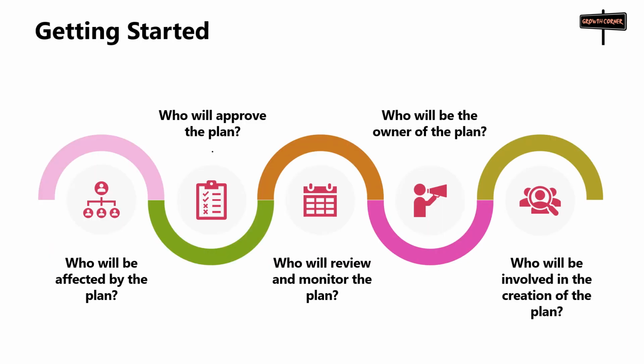We start by considering the roles and responsibilities associated with the plan. Right? And this is just getting started. Who's going to do what, by when? Who is affected by the plan? Are the customers, the staff, any other stakeholders? Is there someone else who must approve this plan? Is there somebody who is responsible for reviewing and monitoring the plan? Does management, my management, need to know what's going on? Who will be the owner of the plan?